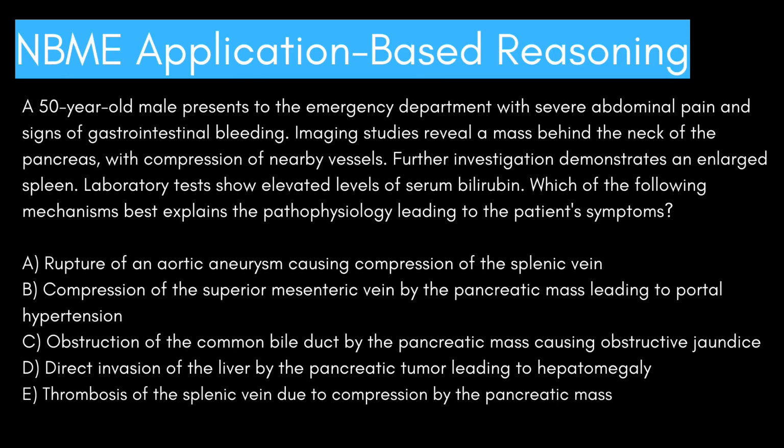A 50-year-old male presents to the emergency department with severe abdominal pain and signs of gastrointestinal bleeding. Imaging studies reveal a mass behind the neck of the pancreas with compression of nearby vessels. Further investigation demonstrates an enlarged spleen. Laboratory tests show elevated levels of serum bilirubin. Which of the following mechanisms best explains the pathophysiology leading to the patient's symptoms?